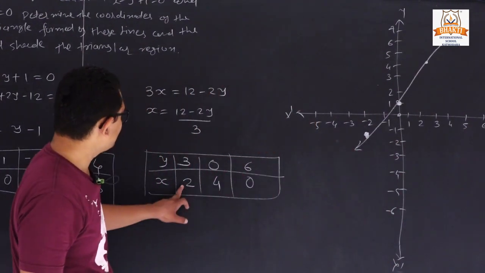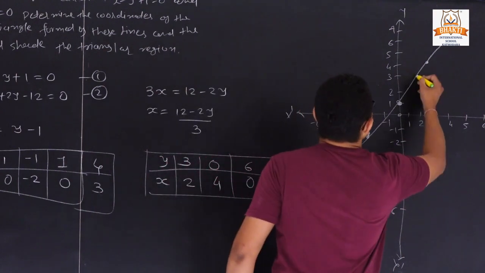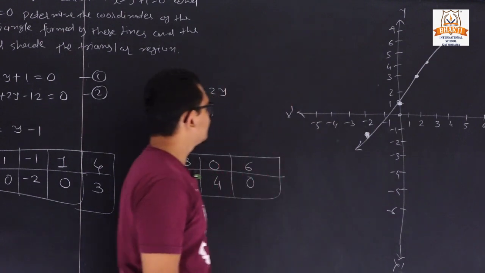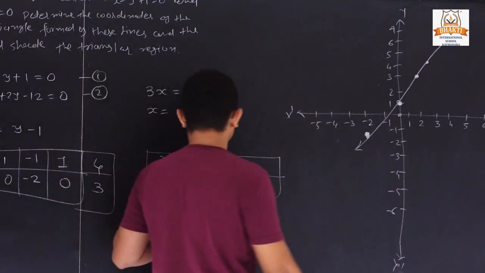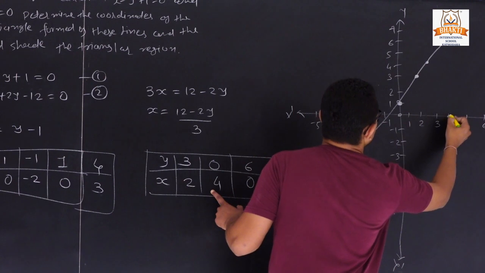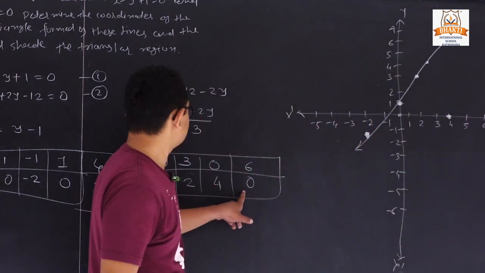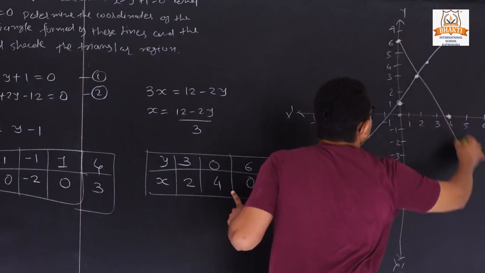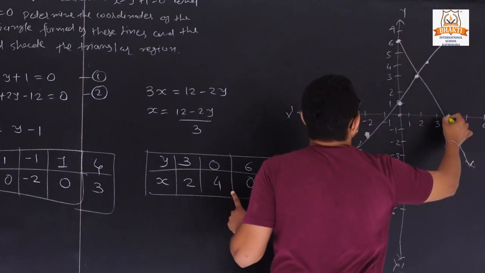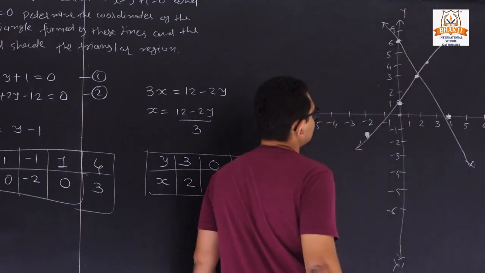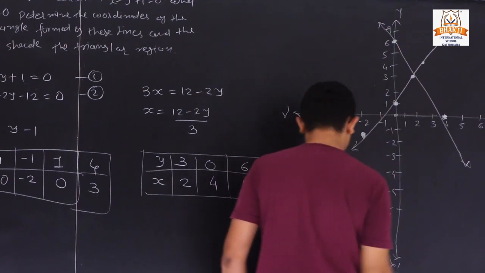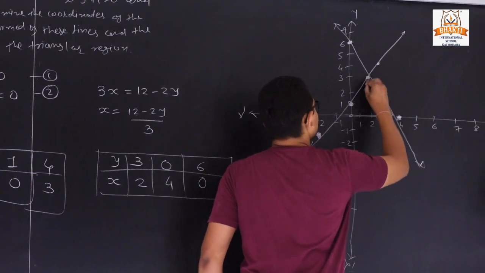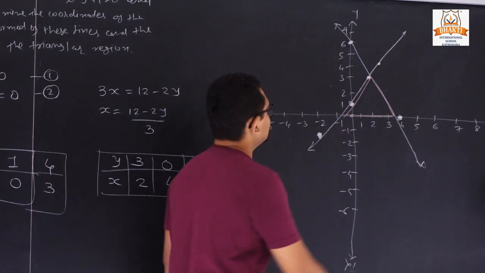Next 2, 3. So it is here. Then 4, 0. X is 4, y is 0. Then 0, 6. So the graph is like that. So see that it is a triangle. Clear? Here we are using a different chalk. So it is a triangle shape. So here we can shade.